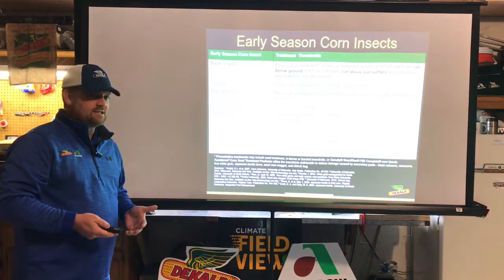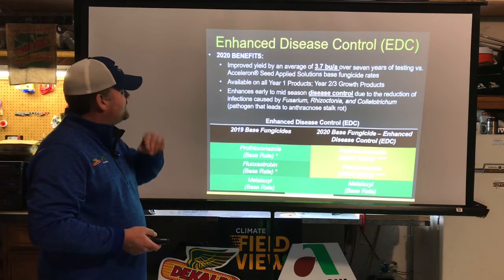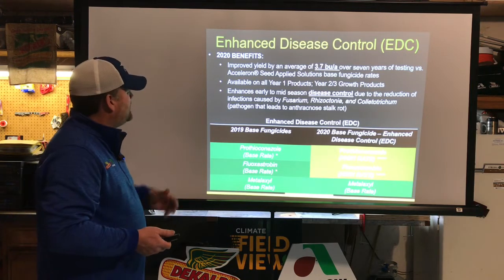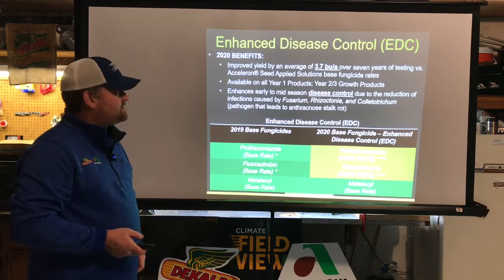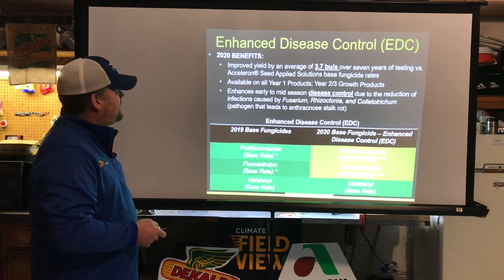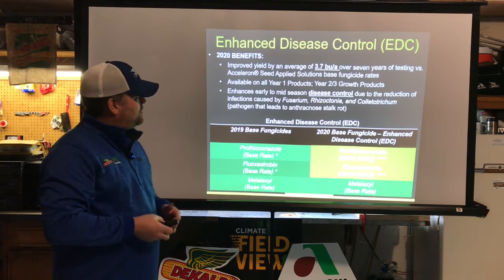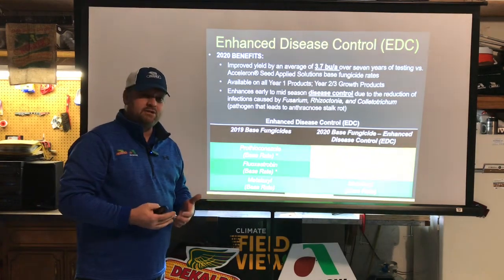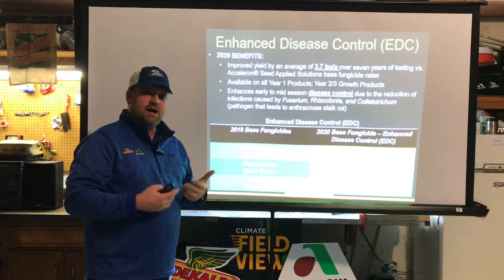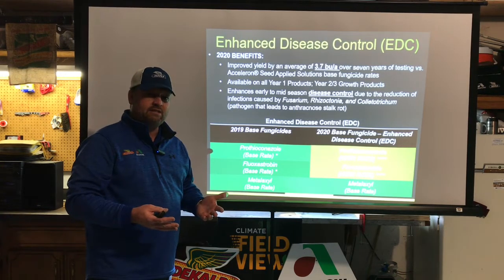A lot of great fungicide products as far as that goes. And one thing we've really been pushing hard is this EDC treatment, which is Enhanced Disease Control. 2020 benefits as far as EDC. These EDC products are available on all year one products. So if you're going for top end yields, planting a 49-44, a 52-34, and so on and so forth, year one products all have Enhanced Disease Control on there.